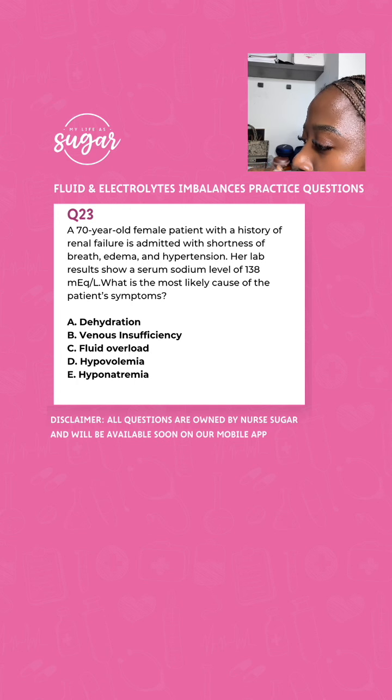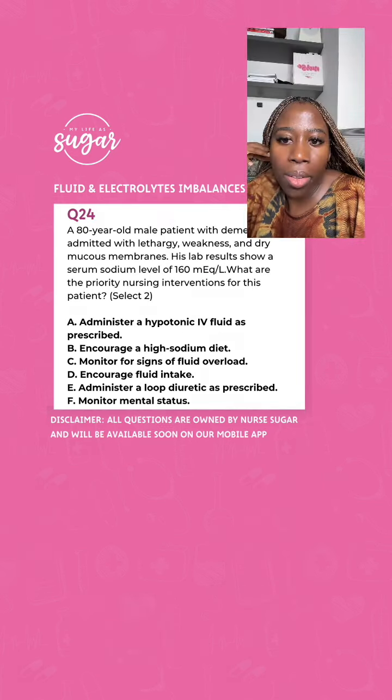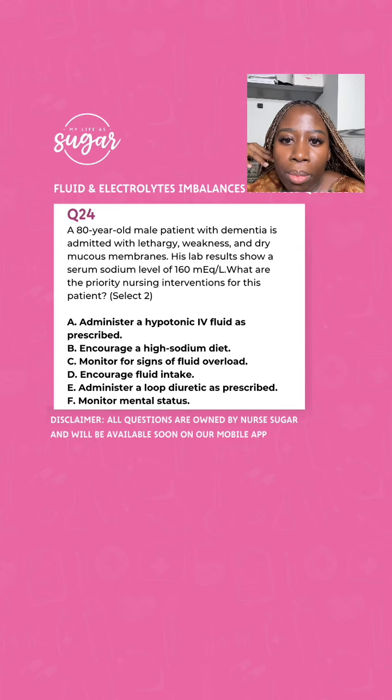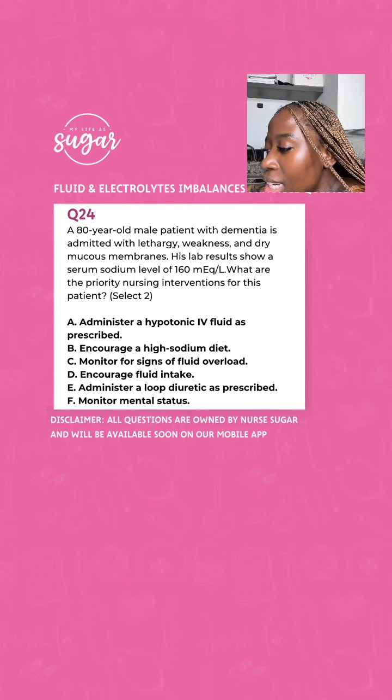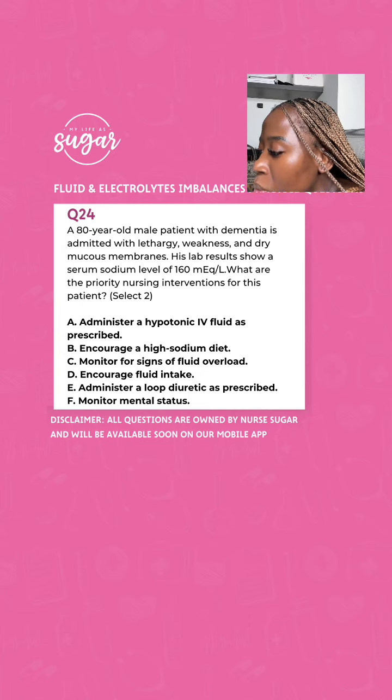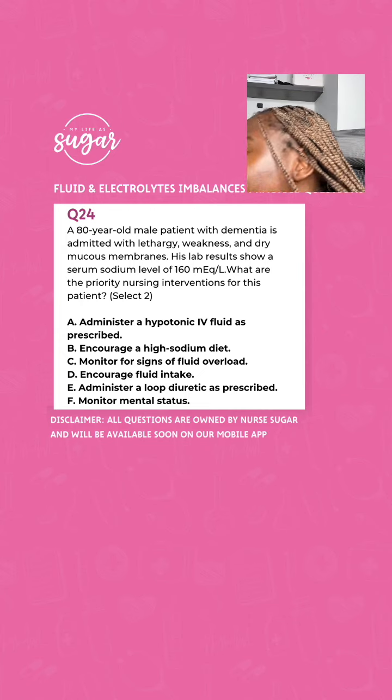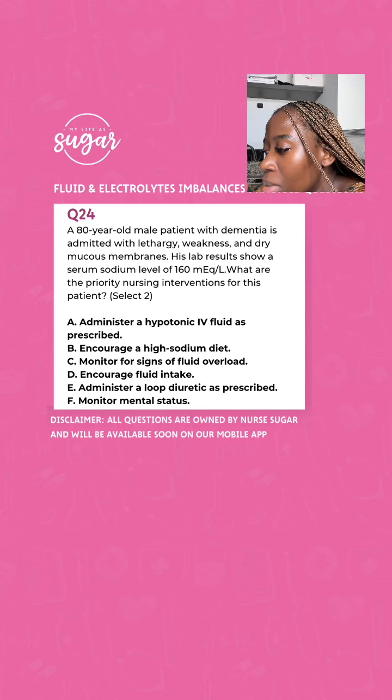A 70-year-old female patient with history of renal failure is admitted with shortness of breath. They have edema and they have hypertension. Lab results show sodium level of 138. What is the cause of this patient's symptoms? Okay, 24, 80-year-old male this time, with dementia is admitted with lethargy, weakness, and dry mucous membranes. I love this question. Lab results show serum sodium level of 160. What are your priority nursing interventions for this patient?